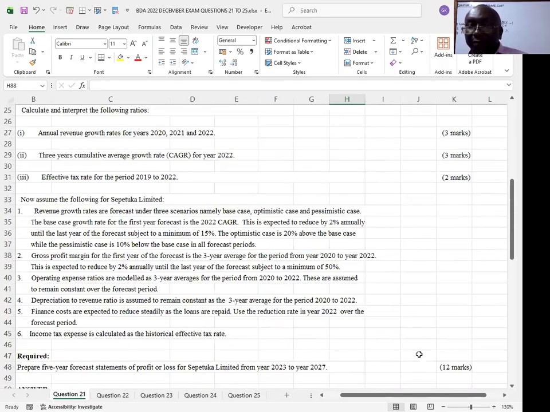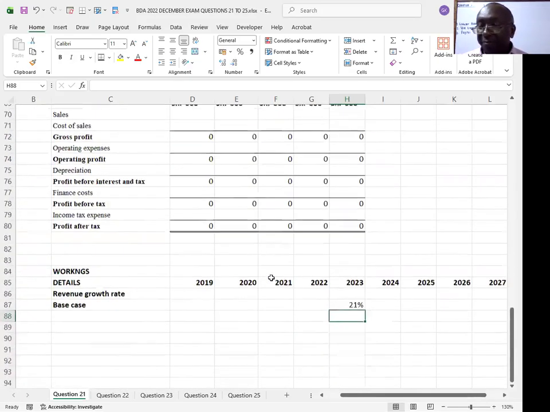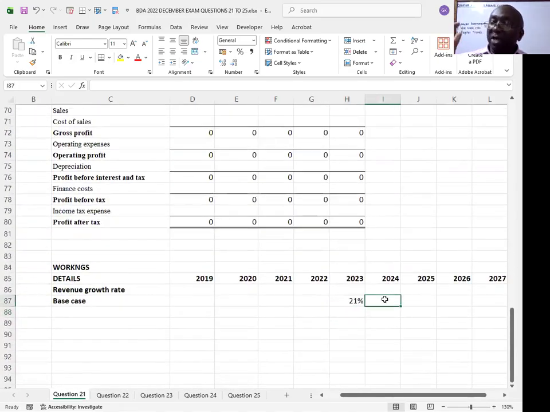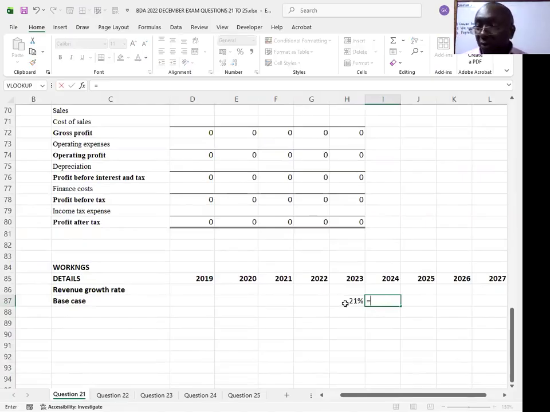What else are we told? They are saying that this is expected to reduce by 2% annually until the last year of the forecast, subject to a minima of 15%. So the meaning of that is this. Tutakuja hapa. When we are now going to the year 2024, it will be equal to this one, this 21, we subtract 2, it is reducing by 2. But it must not go below 15%.